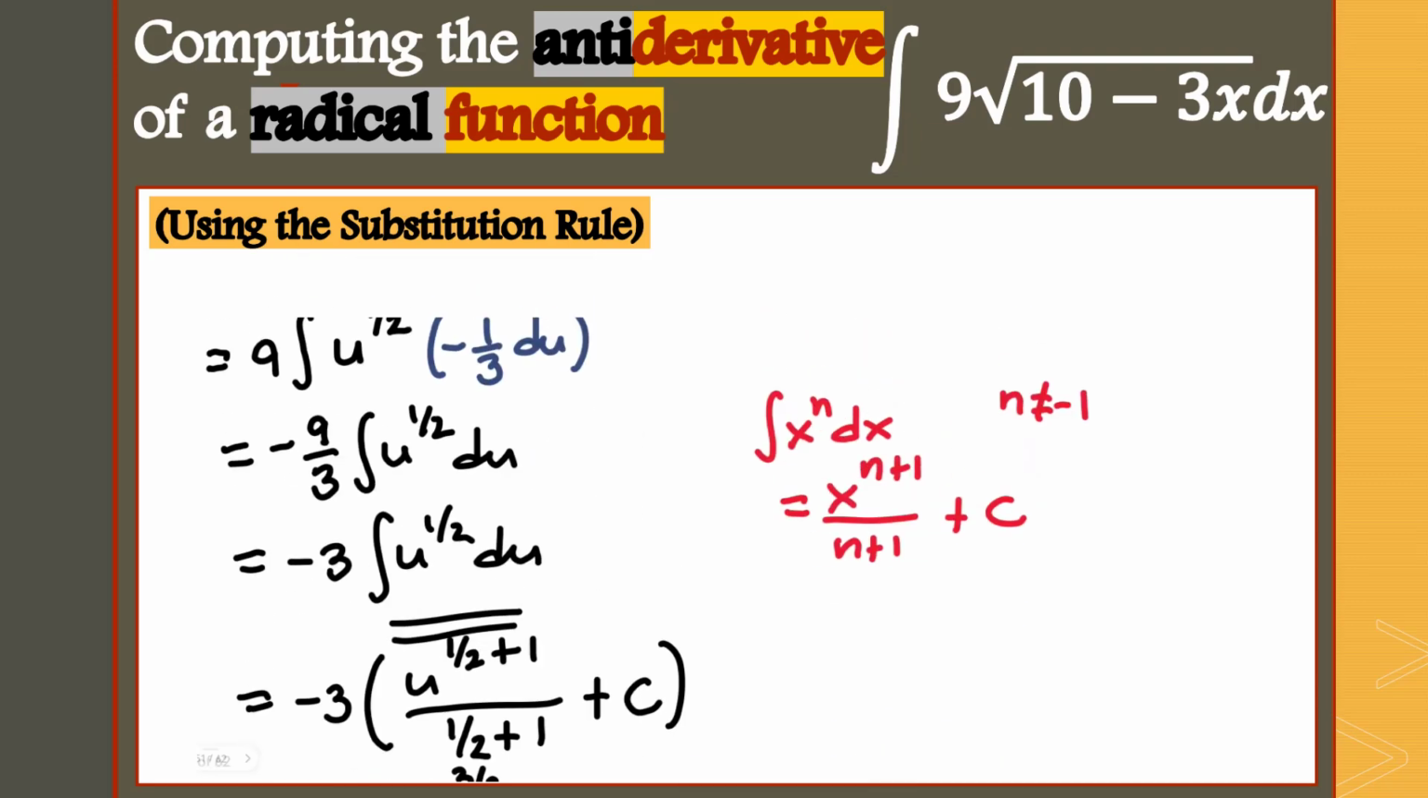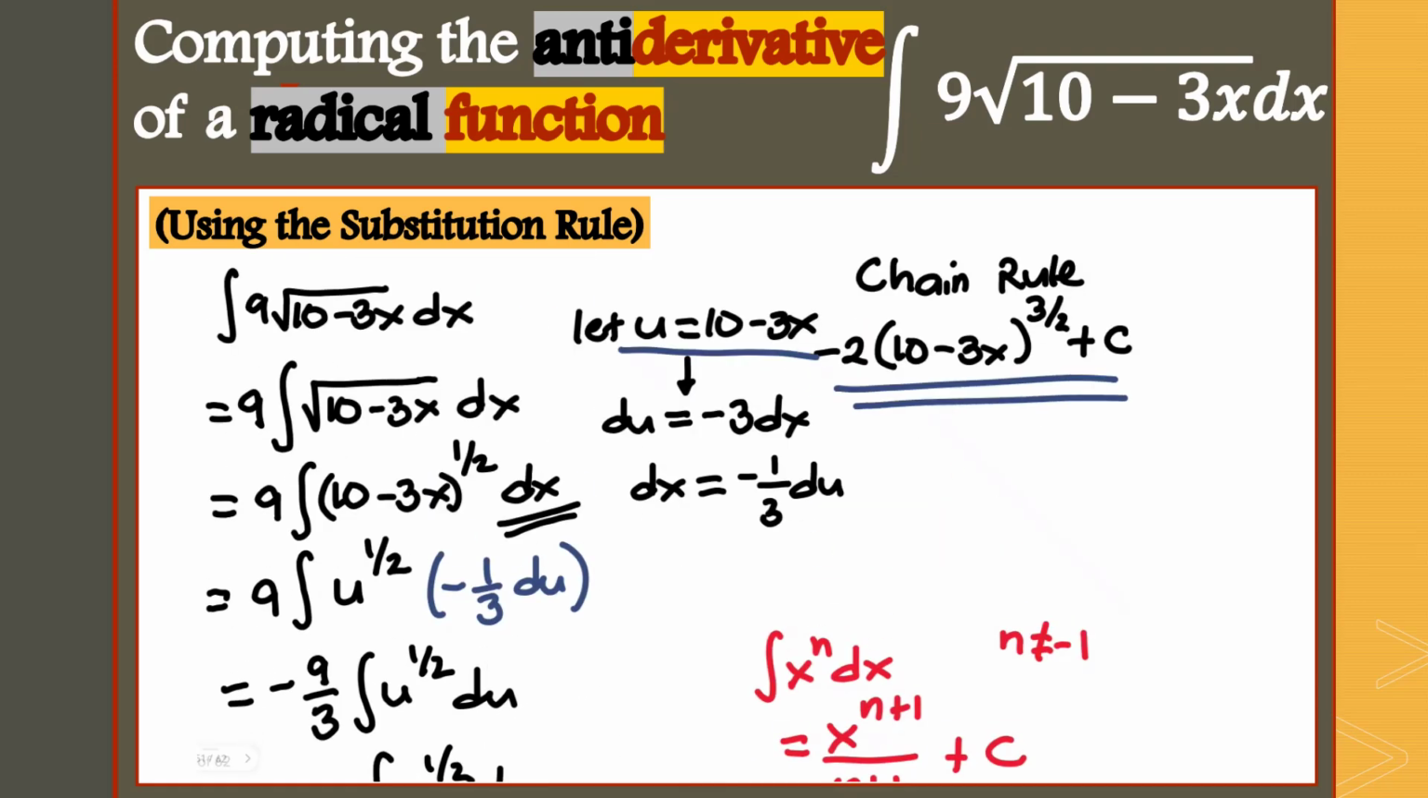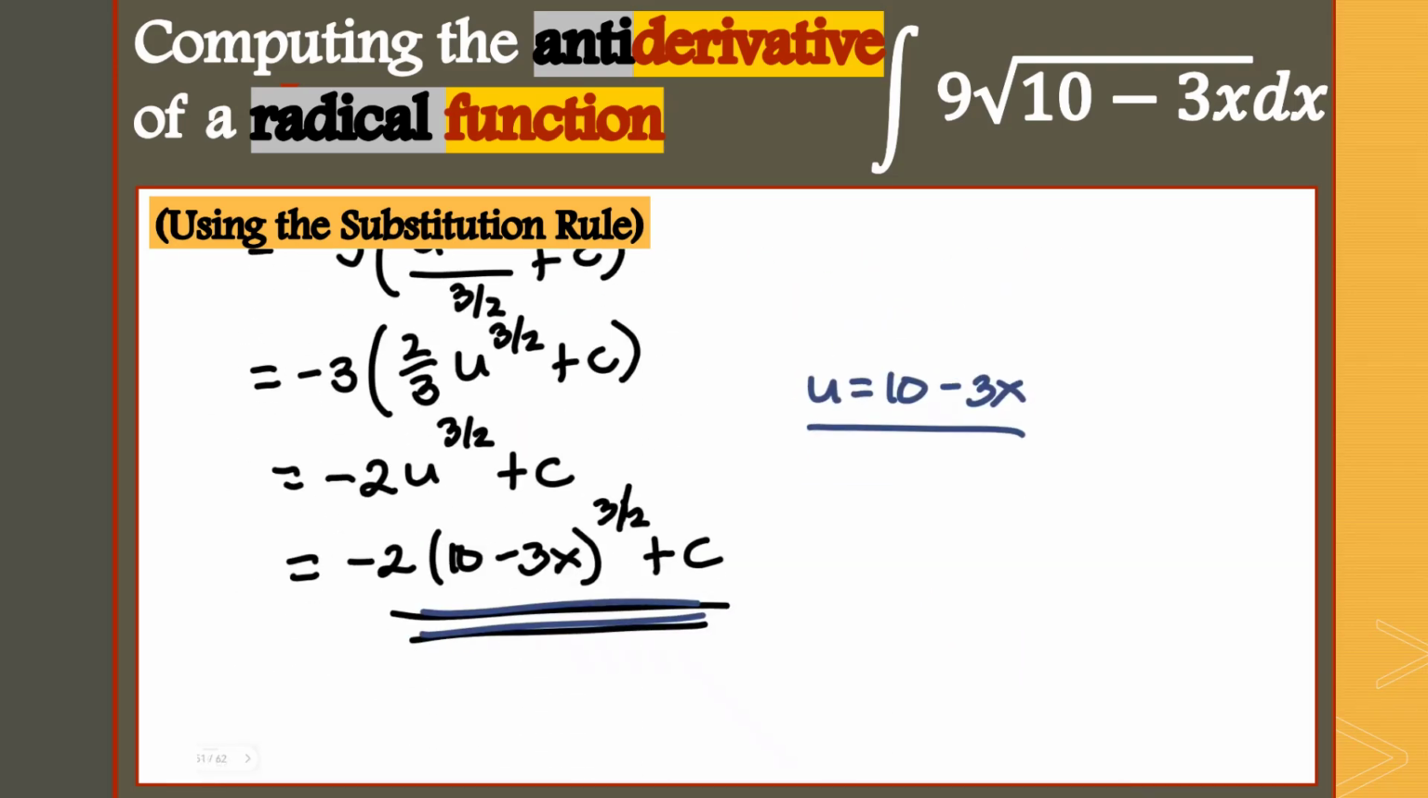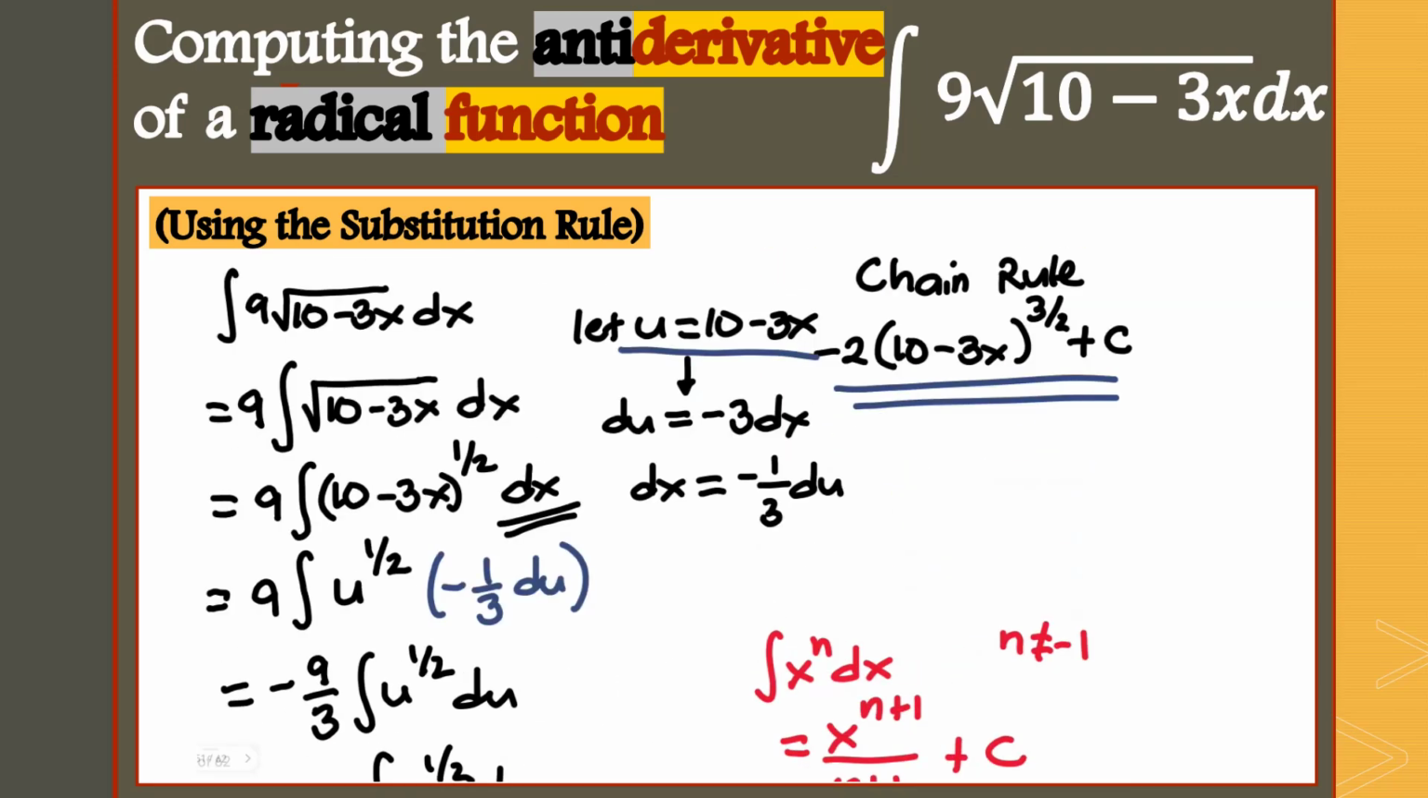Comparing it to the result using the chain rule in the previous video, we have the same result: minus 2 times the binomial expression (10 minus 3x) to the power of 3/2 and then plus c. Now, we have the same result, so it's up to you which you will be using in your respective solutions unless you are required to be specific with your solution.